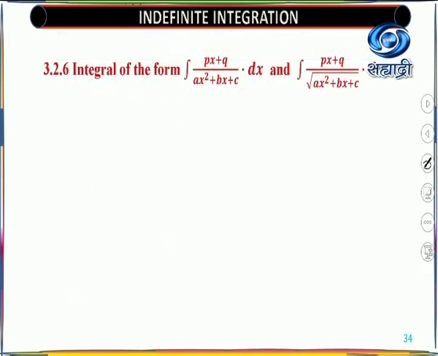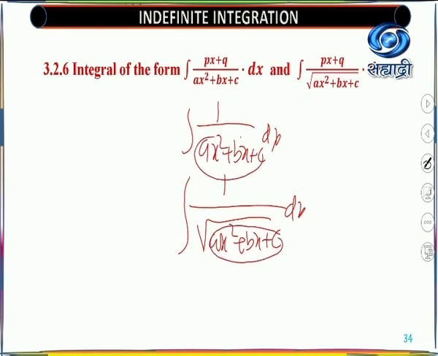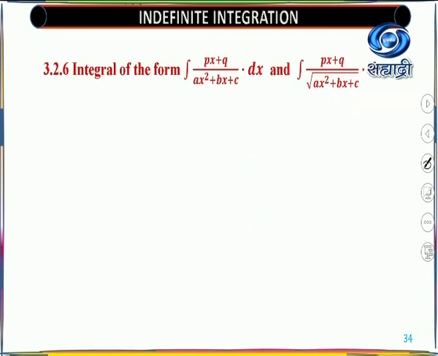Okay, then we'll see the integrals which are of different forms also. Up till now we have seen integral 1 upon ax square plus bx plus c dx. Then we have seen integral 1 upon root of ax square plus bx plus c. Here what we did is we completed the square, and we use the formulas which are known to you, known to us, you can say.